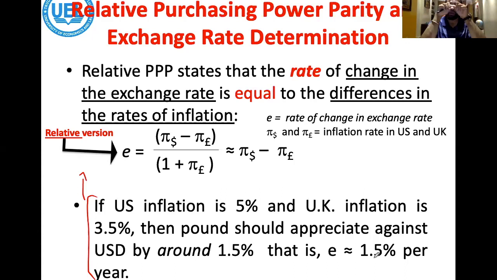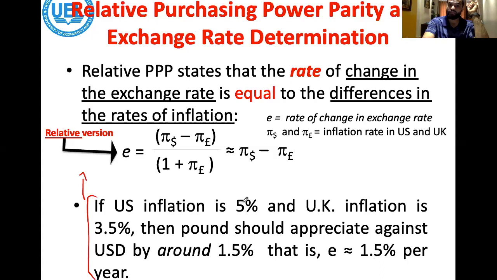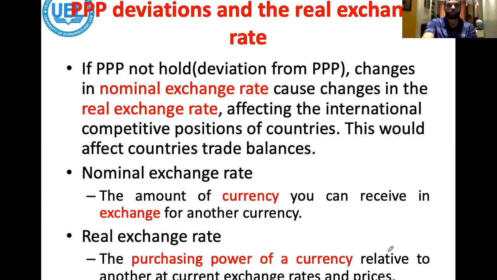Before, $1 equals 1 pound, because of spot rate equilibrium, but there is 5% inflation in the US and 3.5% inflation in England. So a 1.5% change in exchange rate. So the value of $1 will be 1.5 pounds, right? No, yes, the value of 1 pound will be $1.5. Right, that's the meaning of this 1.5%. Okay.